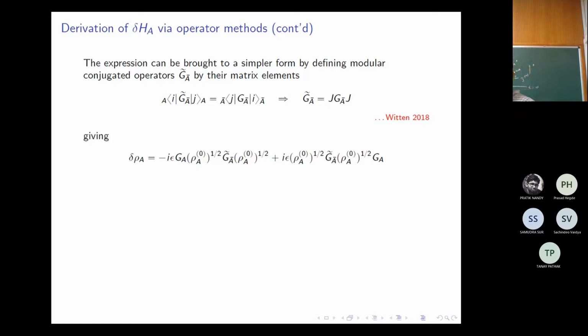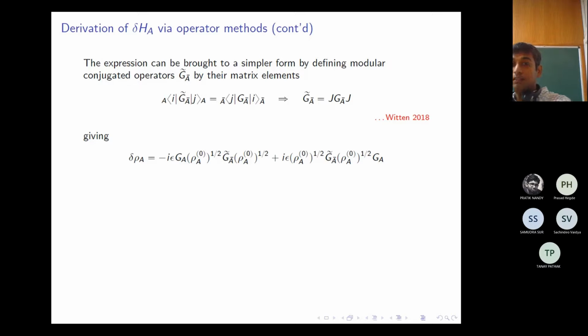The rho expression becomes this. And one thing that happens is that if GA bar is an operator corresponding to the A bar region, then after this CPT conjugation, you get an operator which is in the A region. Okay. So now we have written everything in terms of GA and GA bar tilde, both of which are operators living in the A region.